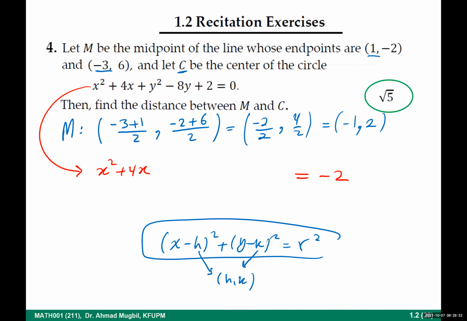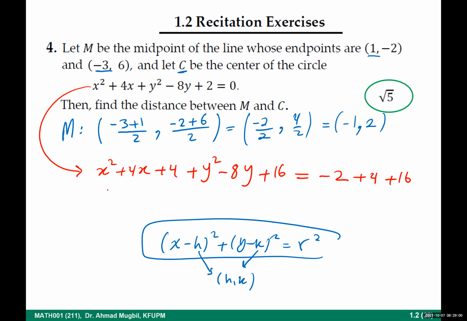Now, what is the coefficient of x? It is 4. The half of it, 2. Square it, 4. So you will add 4 for both sides to maintain the equality. Now, plus y squared. What will you add here? What is the coefficient of y? It is 8. What is the half of it? 4. Square it, 16. So you will add 16 for both sides.